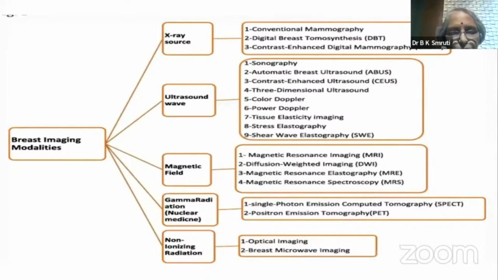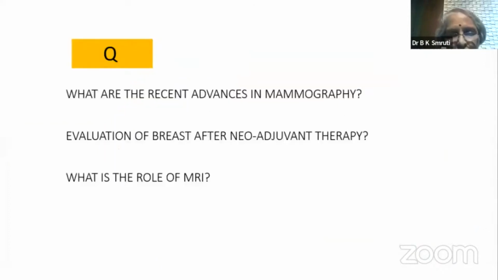Breast imaging modalities are many, and we would like to ask Dr. Mona Mehta very quickly about what's new in the mammography field. Can you go to the next slide or give me the controls, please? What are the recent advances in mammography and evaluation of the breast after neoadjuvant therapy and the role of MRIs? Could you briefly educate us on this?